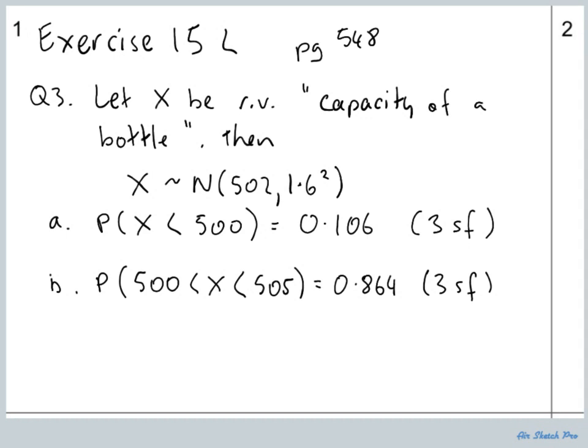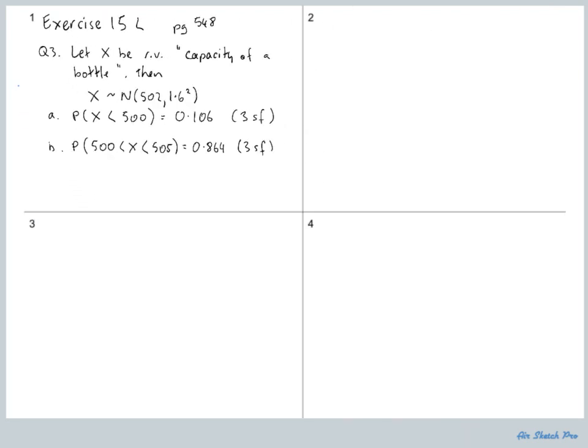Okay, C. I'm going to put C on a new screen, so I'll just zoom out and I'll leave it zoomed out for you. So for C, it says 95% of bottles contain between A and B milliliters of liquid, where A and B are symmetrical about the mean. So what are A and B?